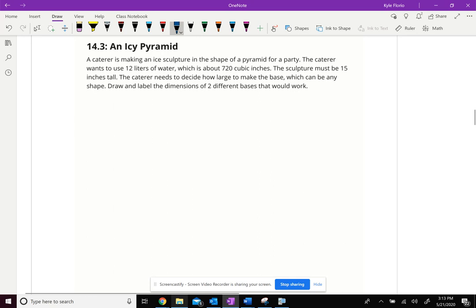The caterer needs to decide how large to make the base, which can be any shape. Draw and label the dimensions of two different bases that would work.